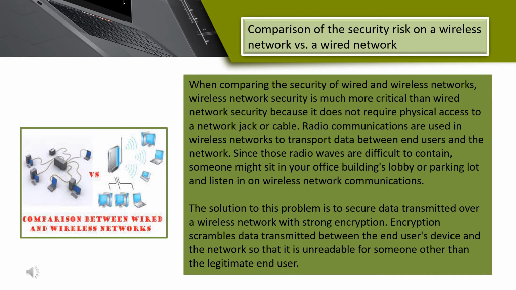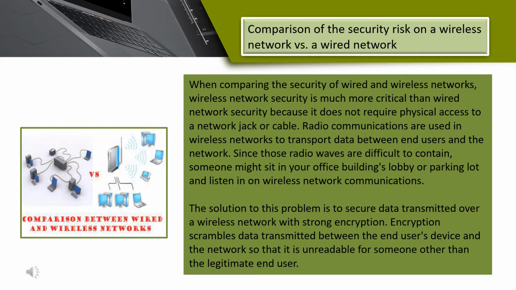When comparing wired versus wireless network security, securing a wireless network is even more important than securing a wired network because it does not require physical access to a network jack or cable. Wireless networks use radio transmission to carry data between the end user and the network. As it is difficult to contain those radio waves, it's possible for someone to sit in your office building's lobby or parking lot and eavesdrop on wireless network communication.